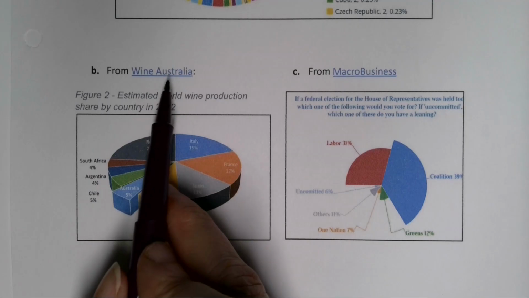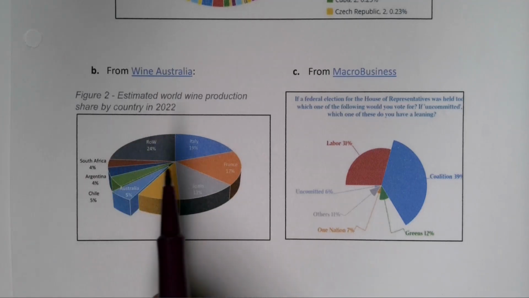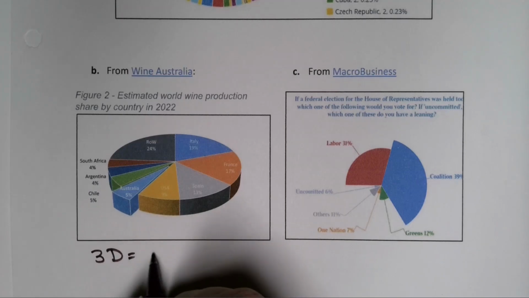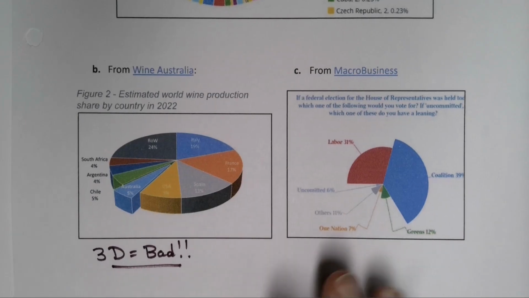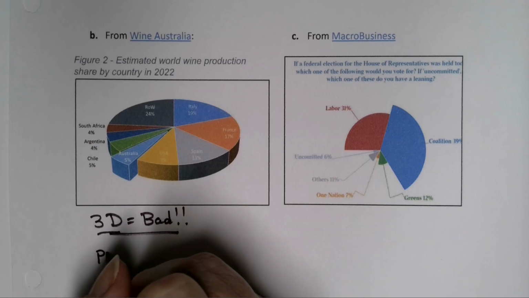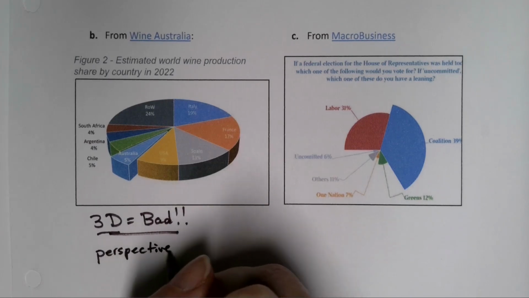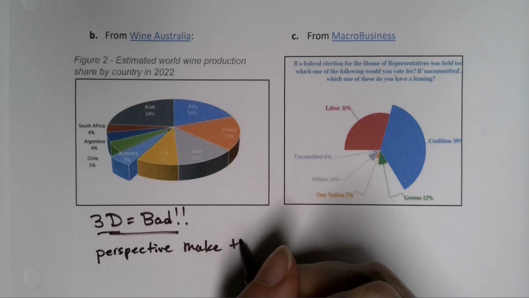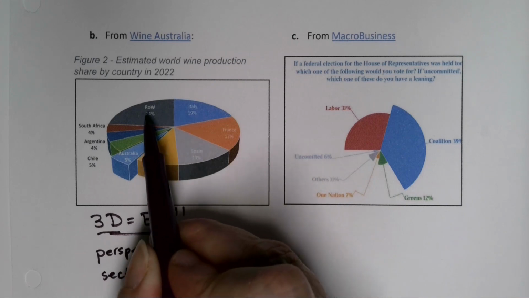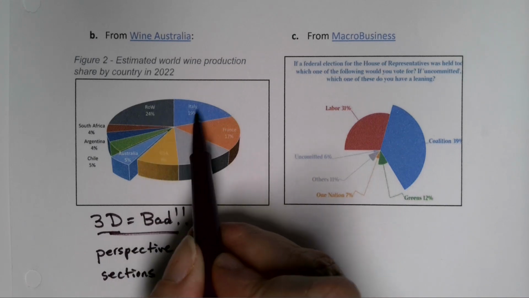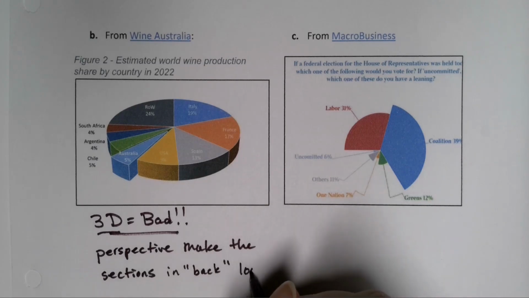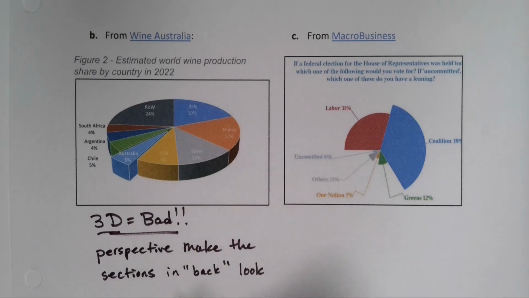This is from a real website. You can click on it. This is from Wine Australia. So this is 3D bad. 3D is always bad in graphs, especially pie charts, because perspective makes the sections in back look smaller than they are. These ones back here, the rest of the world, ROW, and Italy. And it makes the sections in front look bigger than they are.